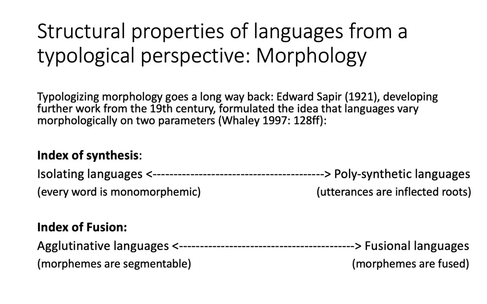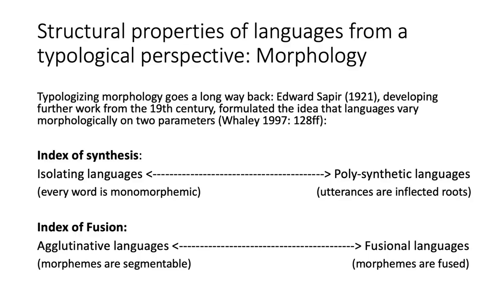Morphological typology goes a long way back, but it seems to be less commonly researched in the last decades. Sapir in the 1920s developed these two indices that you can see here, on which morphological characteristics can be measured. The first one, the index of synthesis, has on the left isolating languages, where every word is monomorphemic. The Sinitic or Chinese languages are famously isolating languages.